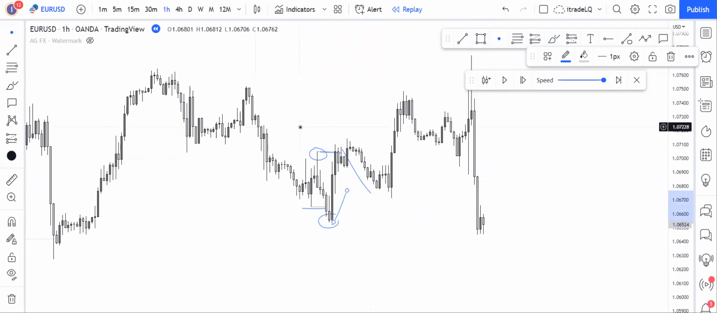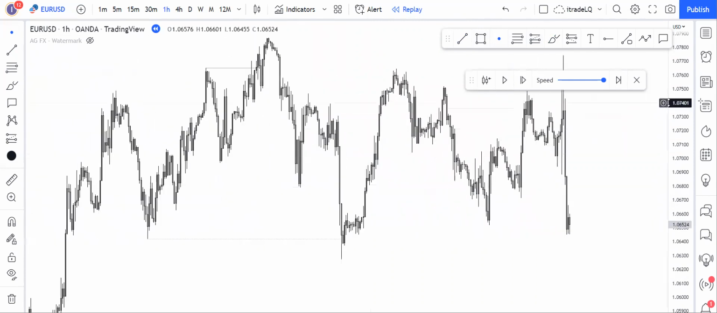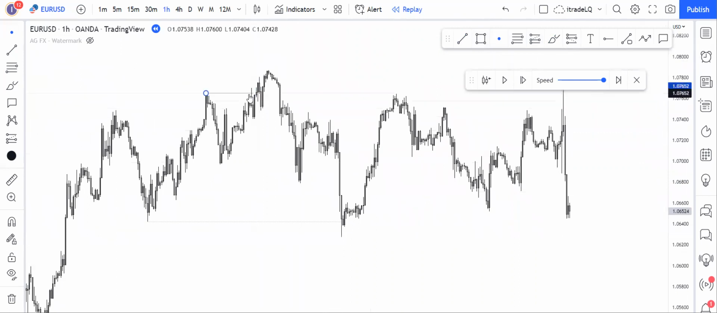So this is what I mean by liquidity above every high and below every low. In other words, liquidity on structure points, right?